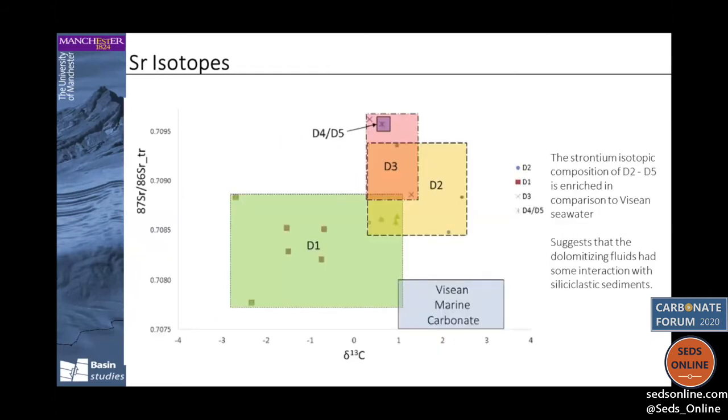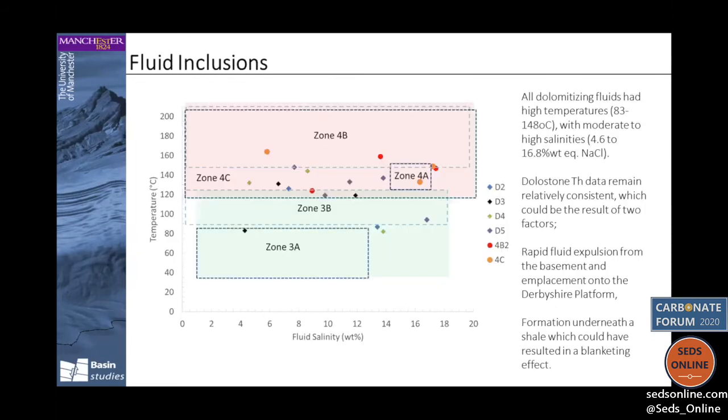Looking at the strontium isotope signature, we can see the D2, D3, D4 and D5 again show the rock buffering of the carbonate signature. However, they are more enriched in strontium, suggesting that the dolomitizing fluids have interacted with siliciclastic sediments. Fluid inclusion analysis shows that the dolomitizing fluids have high temperatures, which range from 83 to 148 degrees Celsius, with moderate to high salinities, which are approximately 4 times the amount of seawater.